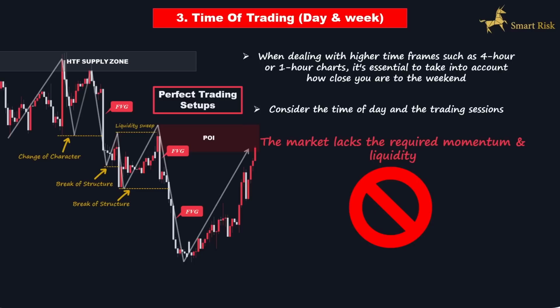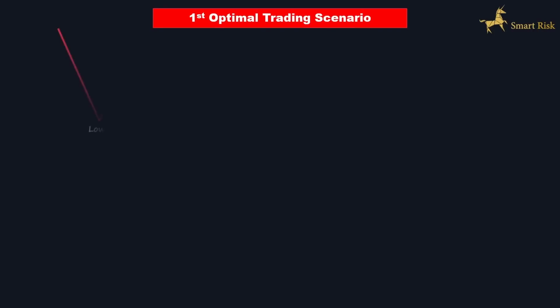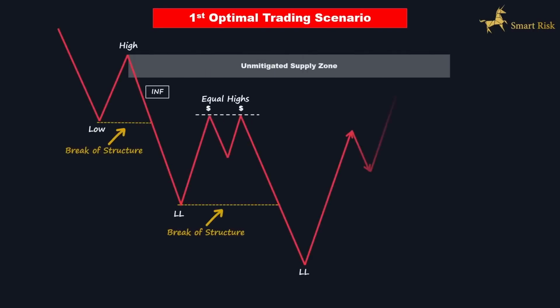Now, let's explore the ideal trading scenarios based on the smart money concept. In this first optimal trading scenario, imagine that we are trading at the perfect time of the day when the market has sufficient momentum and volatility. We've also thoroughly assessed the market structure and identified the directional bias of the price. All these factors align to indicate a potential selling opportunity.